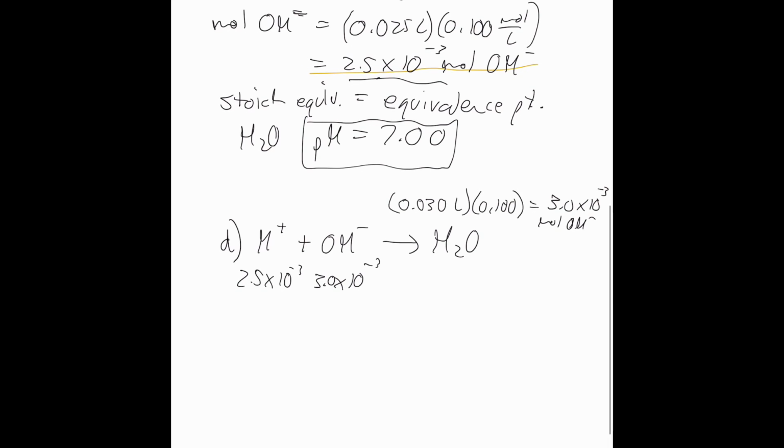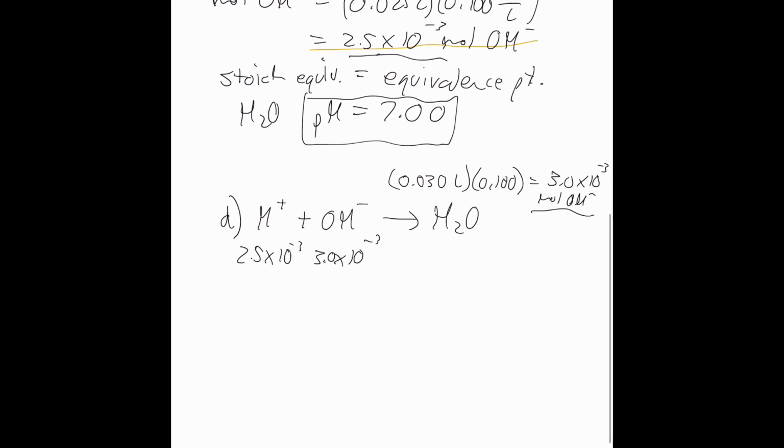Now the next step is adding 30 milliliters. So now we've gone past the equivalence point, and I've started from the reaction. So we're back to the reaction at this point because we're past the equivalence point. We got 3 times 10 to the minus 3 moles of OH minus, which I've put here. Now our limiting reactant is our H plus, so we're going to be left with 0 of that. And our excess reactant is OH minus, and we're left with that number of moles.